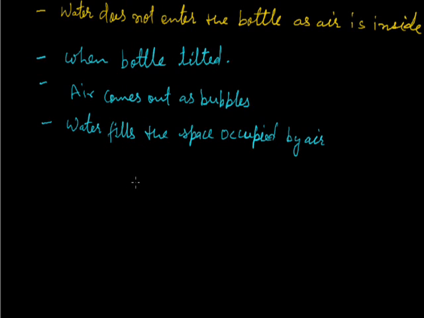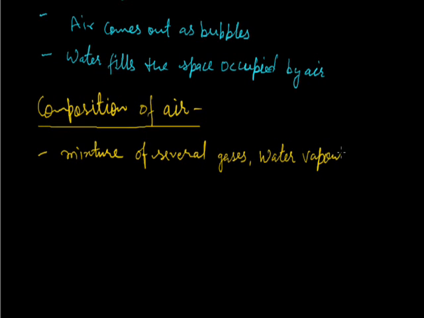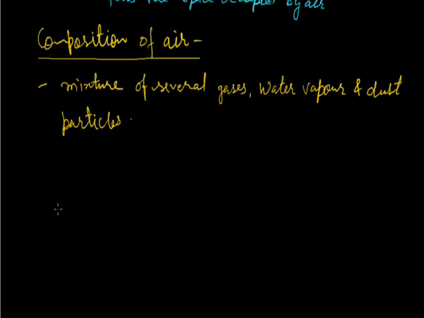Now, what is air made up of? Air is a mixture of several gases, water vapor, and fine dust particles. Air contains mainly nitrogen, oxygen, and a smaller amount of argon, carbon dioxide, water vapors, and a very small amount, that is traces, of helium, neon, krypton, and xenon.